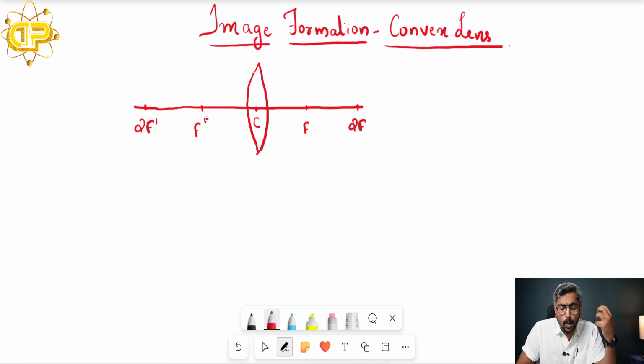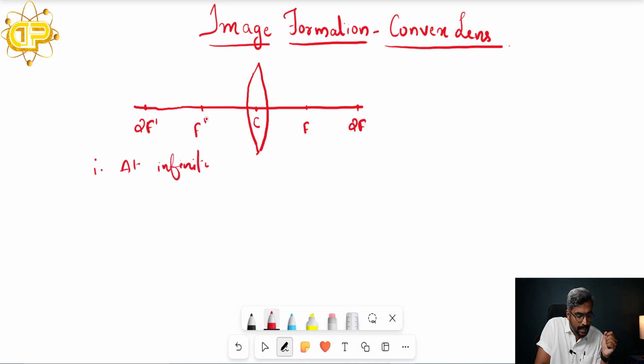In order to study image formation by a convex lens, we need to study 6 cases. Like in the mirror, here also we need to study 6 cases. And what are those 6 cases? Whenever we place the object, we need to specify the position of the object. The first position where I need to place the object is at infinity. I need to find out where I will get the image if I place the object at infinity.